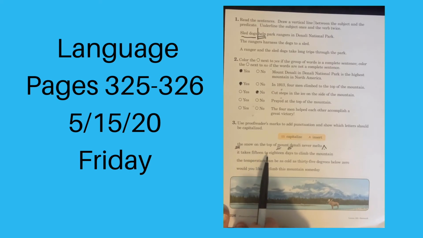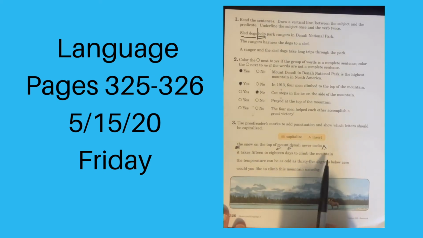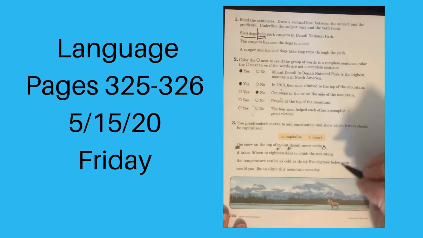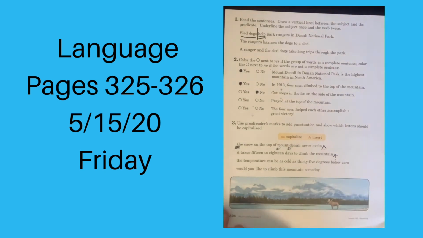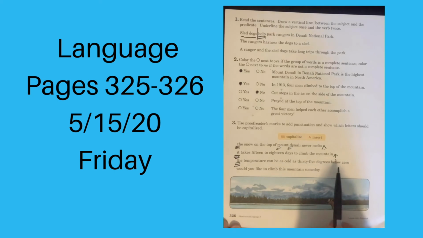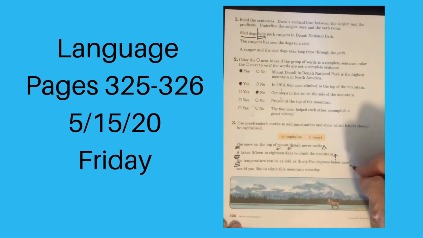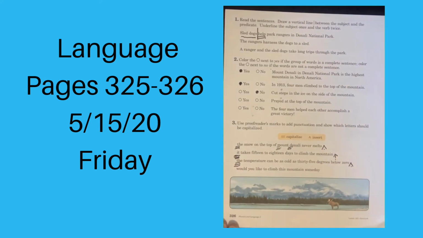It takes 15 to 18 days to climb the mountain. Well, I can already see we're missing punctuation. I'd do an exclamation. That's surprising that it takes 15 to 18 days. And we need a capital letter on it. I already see this. Temperature can be as cold as 35 degrees below zero. Okay, that could be a period or an exclamation. I'll do a period.